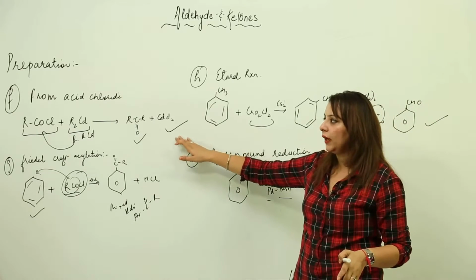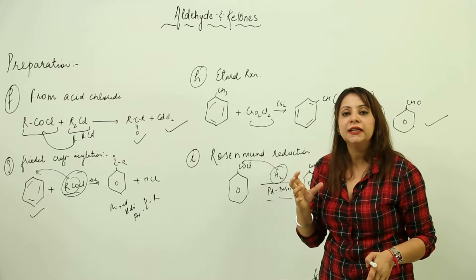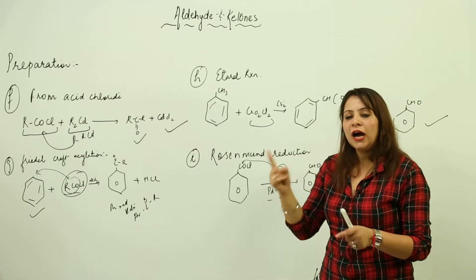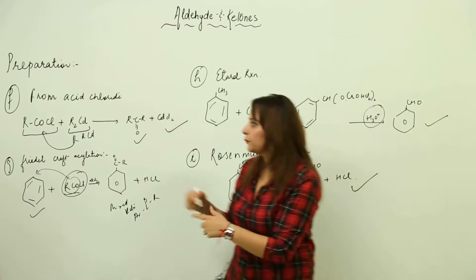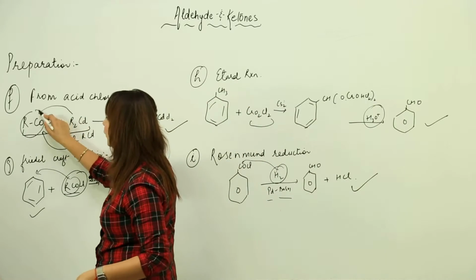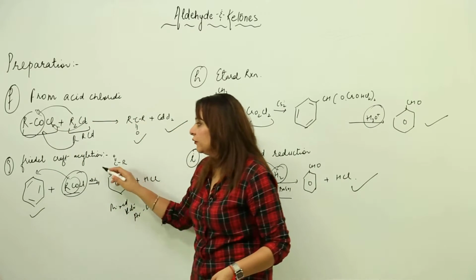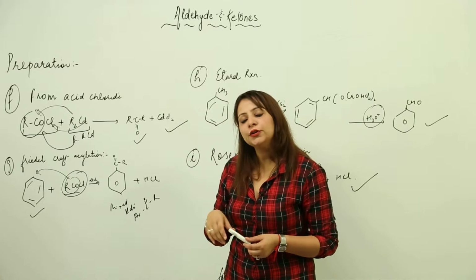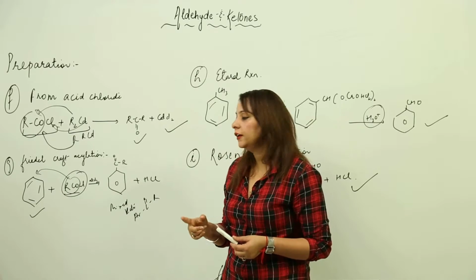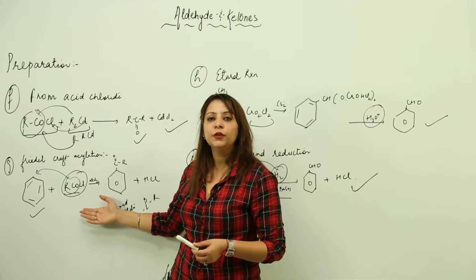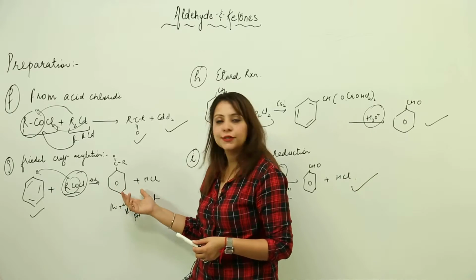First is the acyl chloride. I think it's clear, we are going to react it with dialkyl cadmium. So R is going to react with this group and we are going to get a cadmium chloride. Friedel-Crafts acylation, again you are going to react with a COCl group, but here it is actually a method by which you can prepare the mixed ketone.